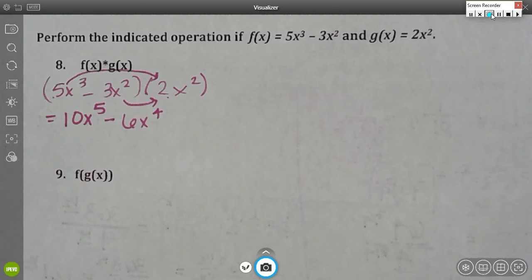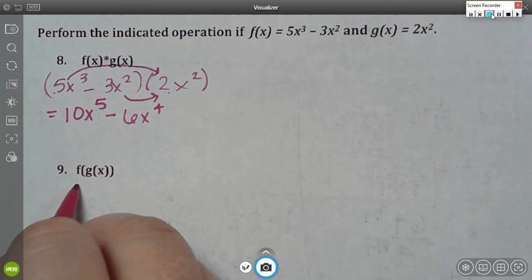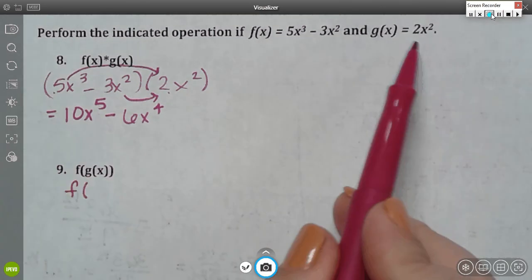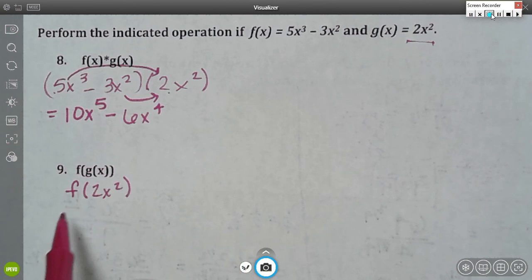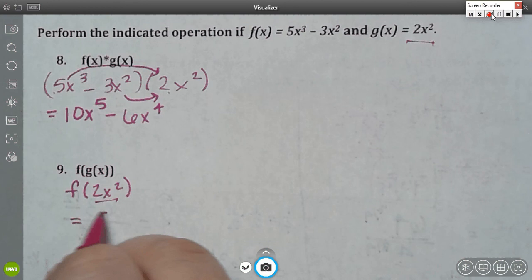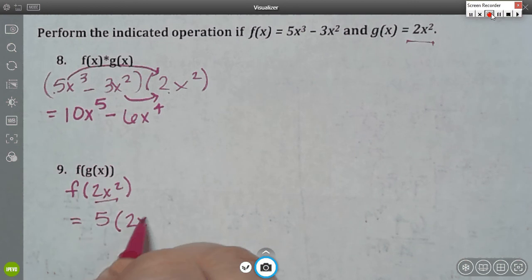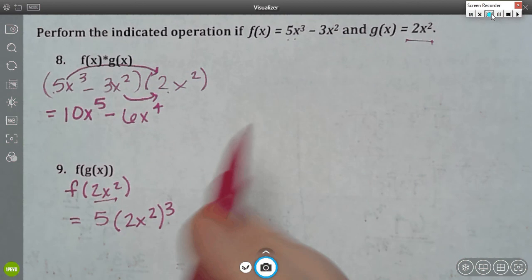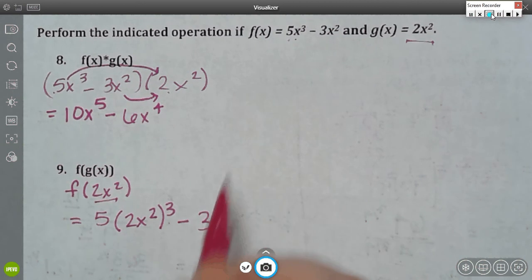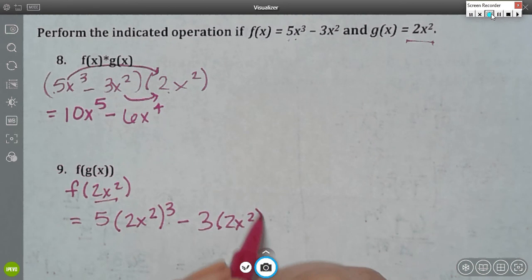Number 9 is a composition. So I have f of g of x, where g of x is 2x squared. So I want to take f, replace every x with 2x squared. So I get 5 times 2x squared to the third, because it's 5x to the third, minus 3, it's not x, it's 2x squared, okay?